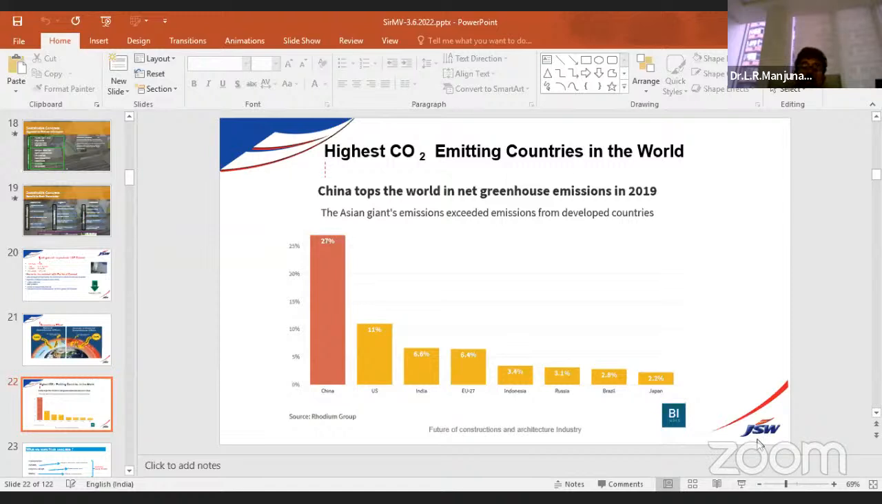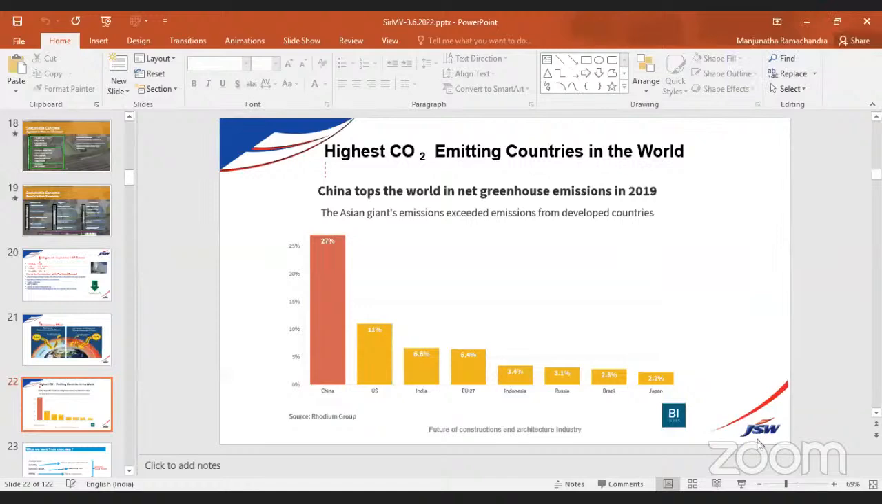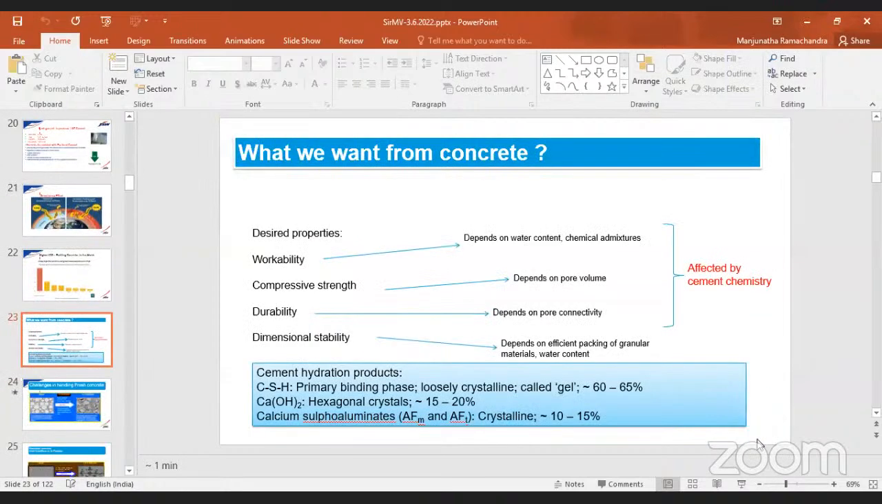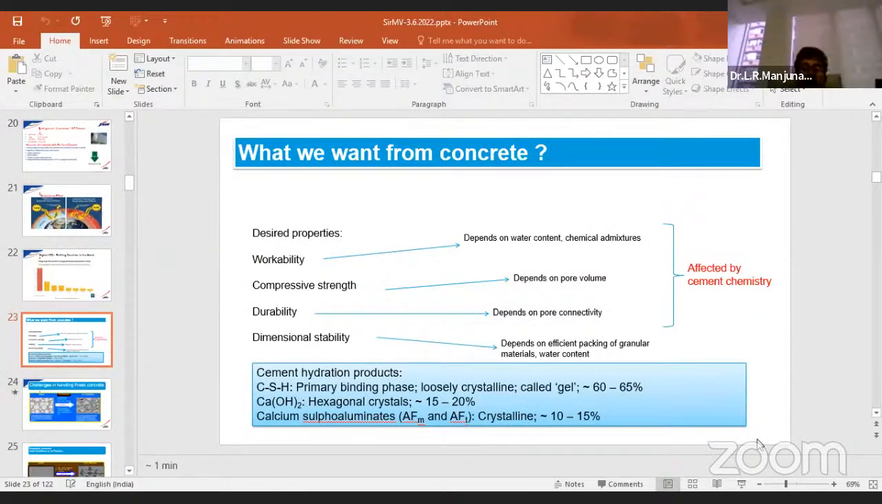We need to reduce the emissions, at the same time keeping our growth story intact. How is it possible? So, going towards sustainability. Now coming to our core topic of concrete technology.